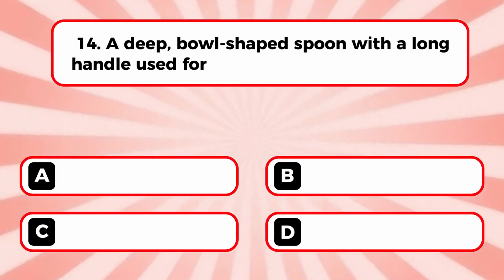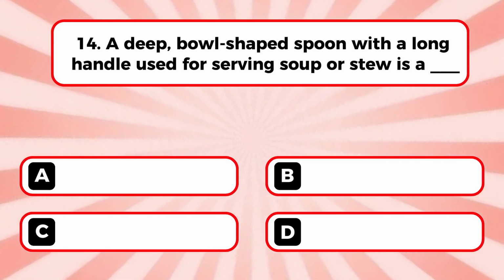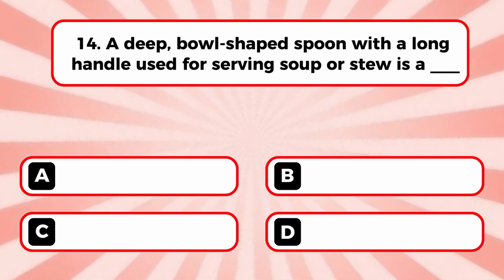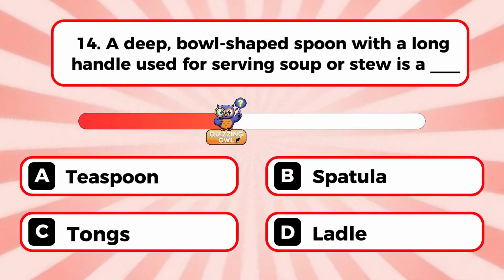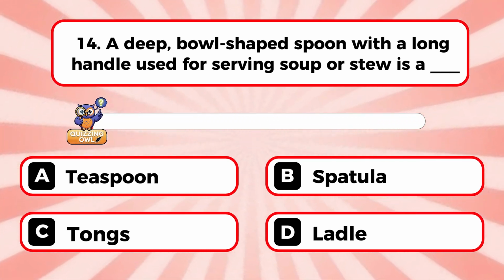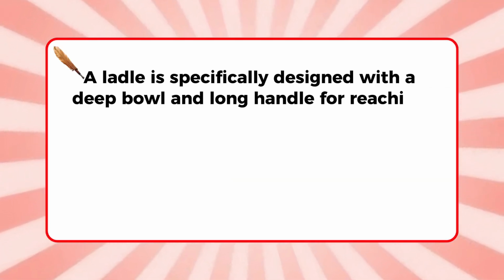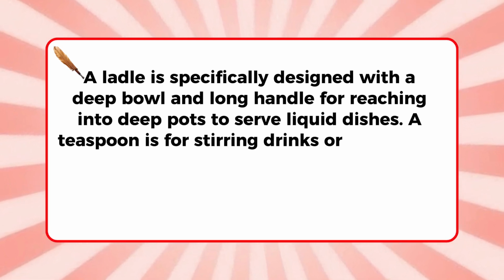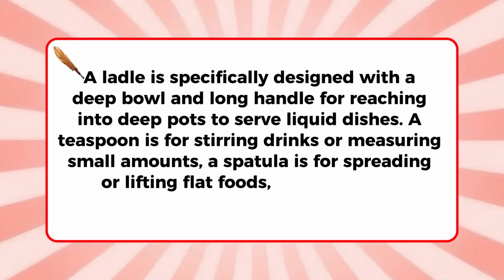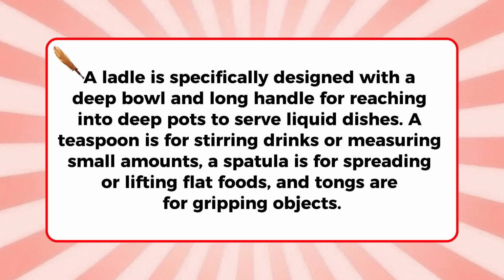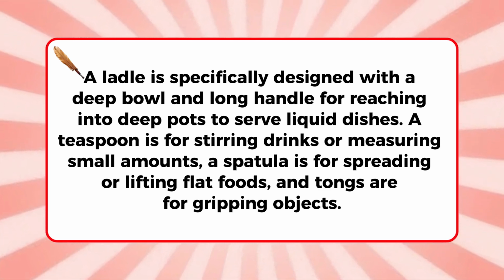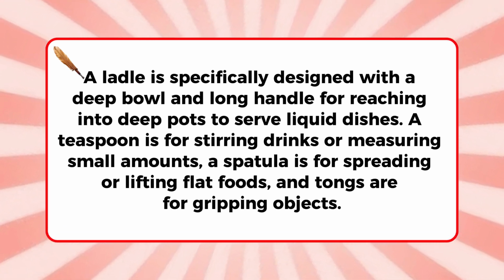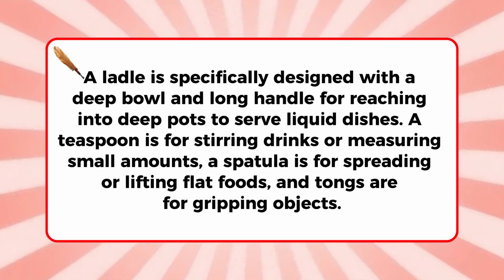14. A deep, bowl-shaped spoon with a long handle used for serving soup or stew is a ladle. A ladle is specifically designed with a deep bowl and long handle for reaching into deep pots to serve liquid dishes. A teaspoon is for stirring drinks or measuring small amounts. A spatula is for spreading or lifting flat foods, and tongs are for gripping objects.